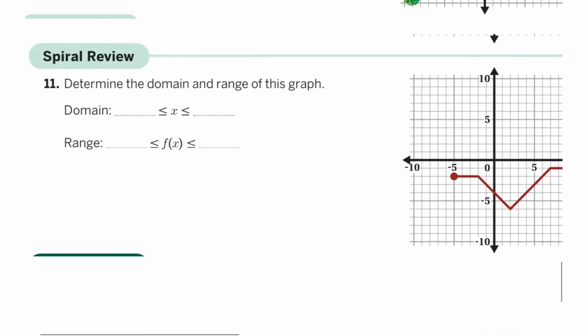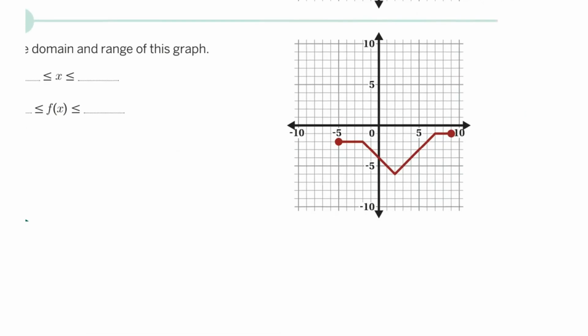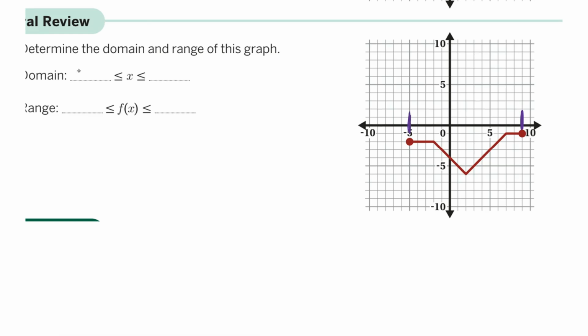Lastly, we got our spiral review, the way that we look back on old problems to make sure that we're set up for success in the future. This one here for number 11 asks us to determine the domain and range of the given graph. So for the domain, I'm looking for what are the possible x values. Looks like it is continuous, not discrete. And so I can see my lowest x value here is -5, and my highest x value looks like it is at +9. So the way I would write that would be -5 ≤ x ≤ 9.